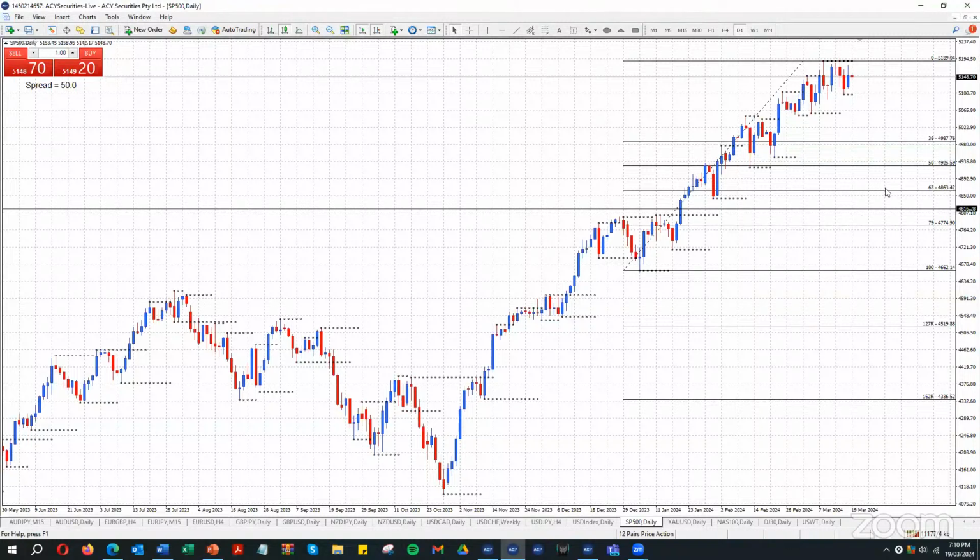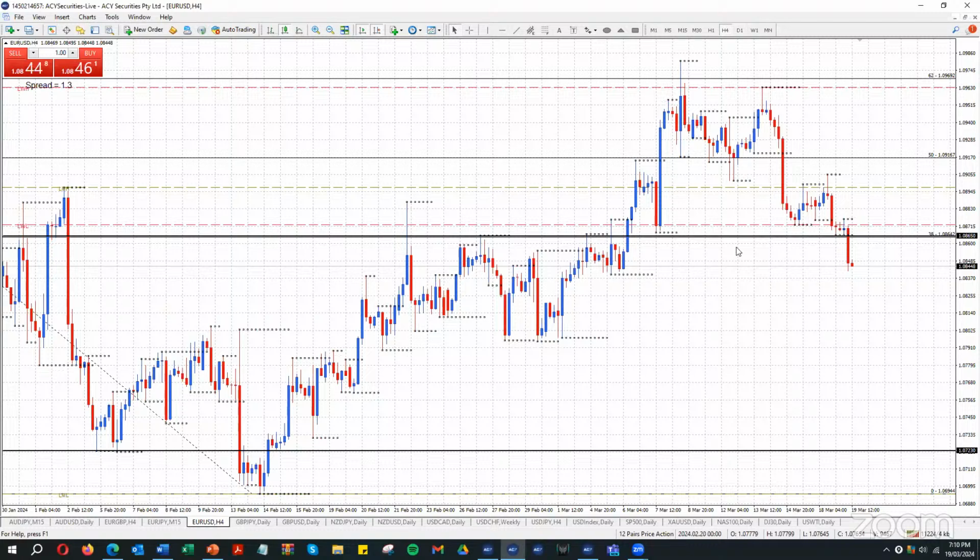All right, and if the FOMC statement and then the press conference comes out and we're still miles away from seeing an interest rate cut, then we may see a little bit of a softening of the stock market, and then we might get that dip. All right, now Eurodollar has been selling off.